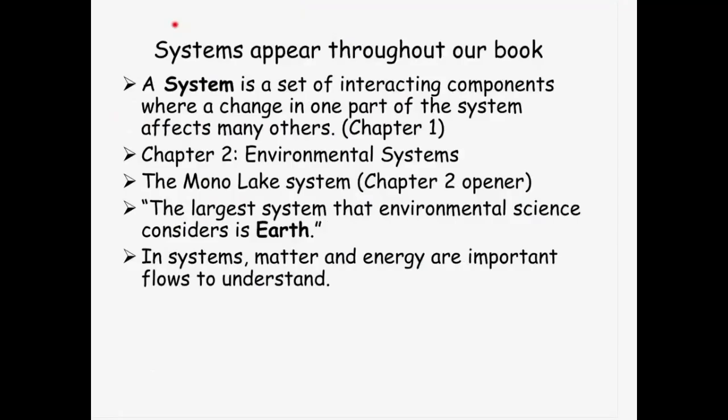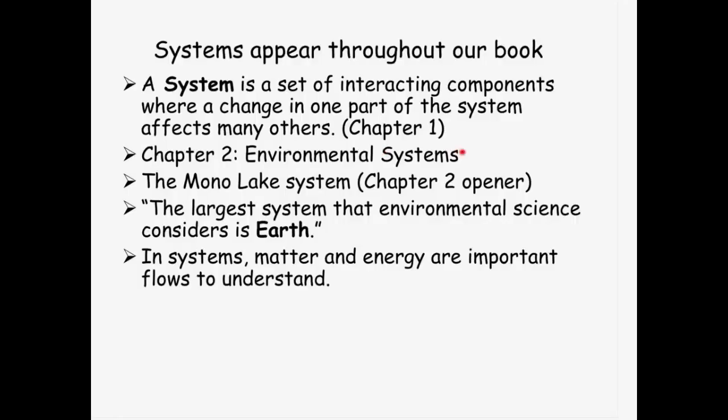So in all of this, what I've just been saying, systems are essential, and I think you'll find that systems appear throughout our book, and systems aren't always treated as uniformly across some of the other books. What is a system? A system is a set of interacting components where a change in one part of the system affects many others. I couldn't get out of using the word in the definition. Sorry about that. We define that right up in Chapter 1.